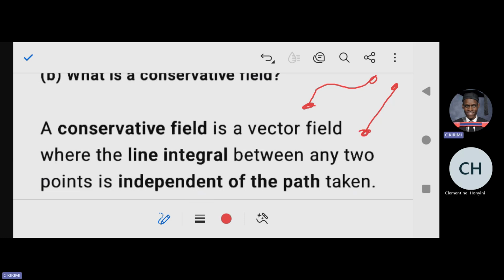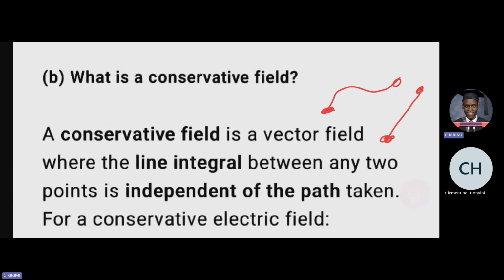The line integral between any 2 points, these are the 2 points which I have put, is independent of path taken, which means the path does not affect it. Whether the path is rough or smooth, when we're dealing with a conservative force, it's independent of path. So when it's independent of path, then you know it's a conservative force.